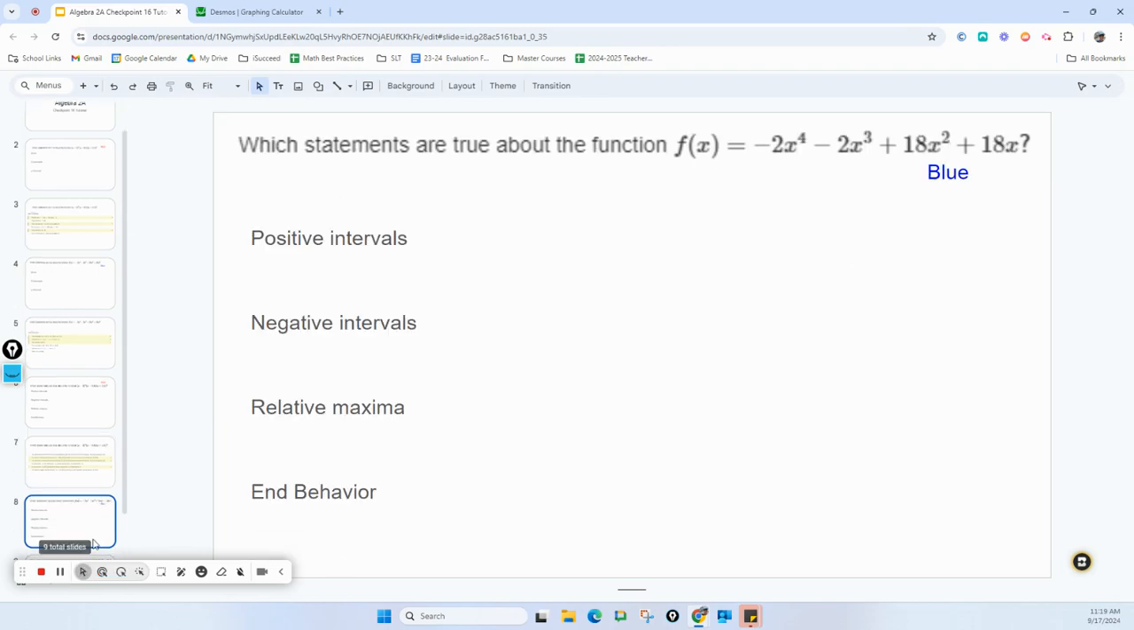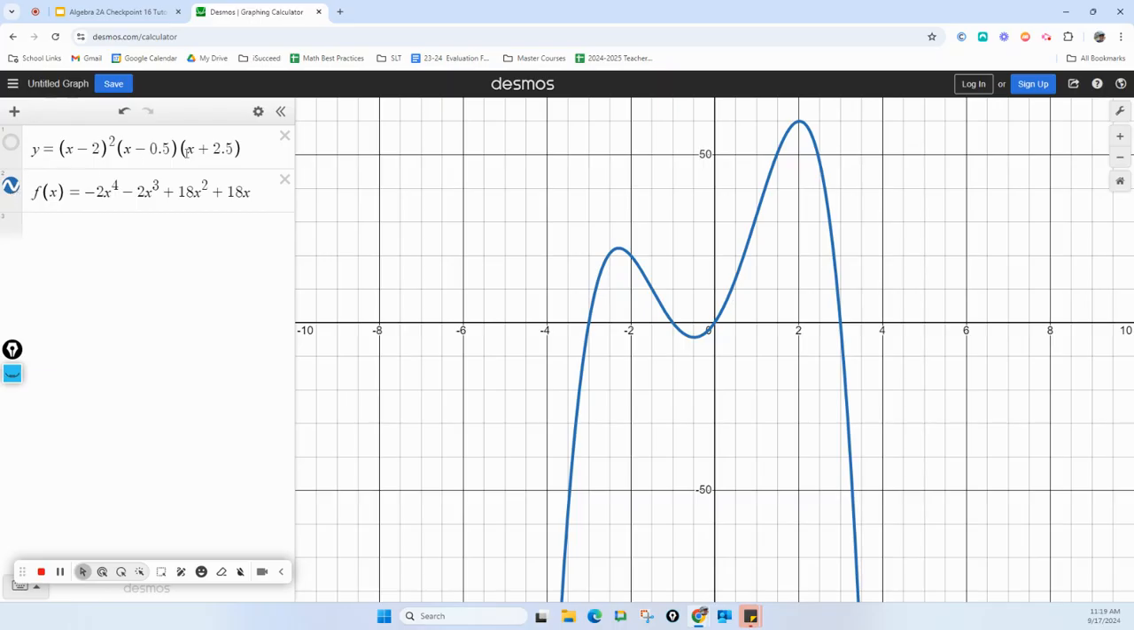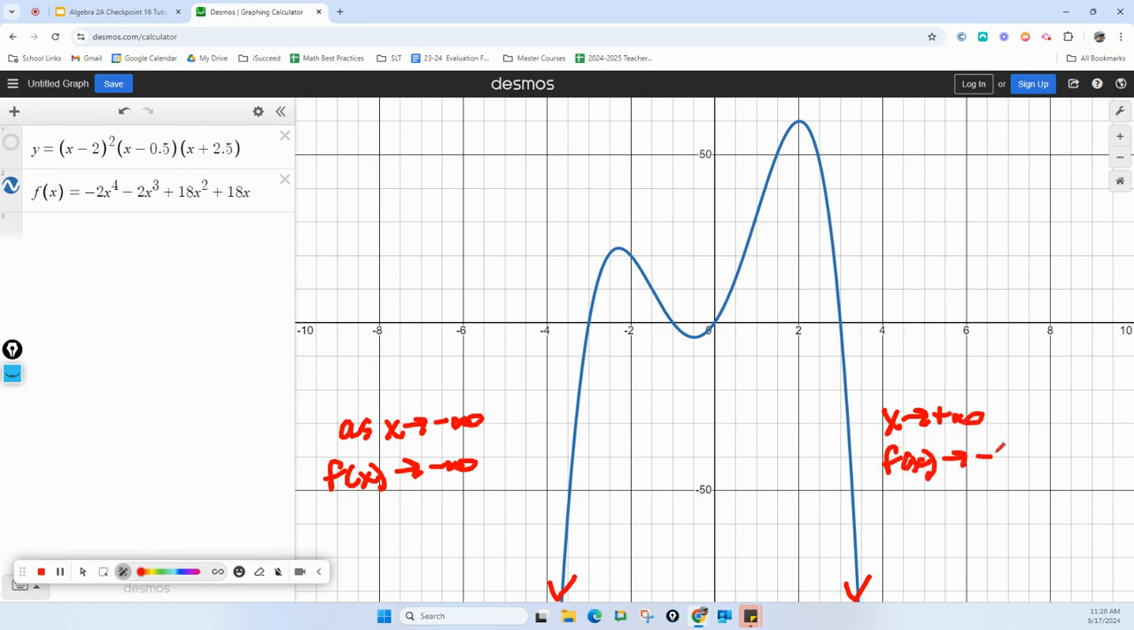Okay, let's look at another one. Here we are looking again at positive intervals, negative intervals, relative maximum, end behavior. So hopefully visualizing that graph, we can see the end behaviors. We're going down to the left, down to the right. So I would say as x is moving further left, which is negative infinity, my function is approaching negative infinity. Left, down. On the right-hand side, as x approaches positive infinity, my function is going down, so the most negative number that I can think of, which is negative infinity.